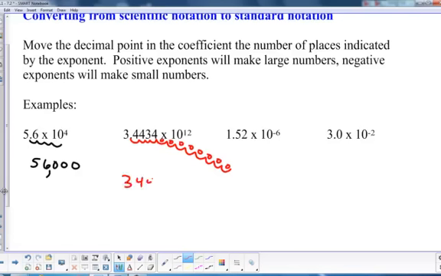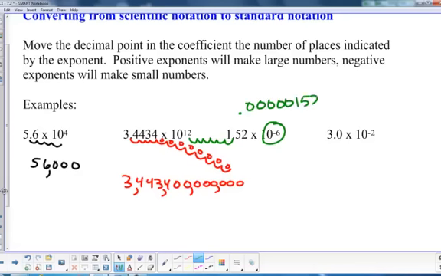So 3, 4, 4, 3, 4. We've got million, billion, 3 trillion. 443 billion, 4 million numbers. All right, 10 to the negative 6 means this is going to get smaller. We're multiplying by a small number. So we're moving backwards. So that's your small number. And that's where we're moving back to. So 0.03 would be your answer.